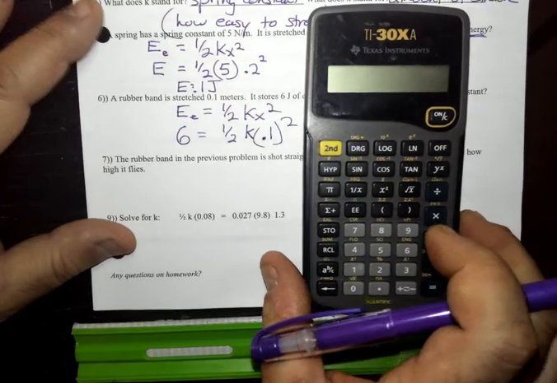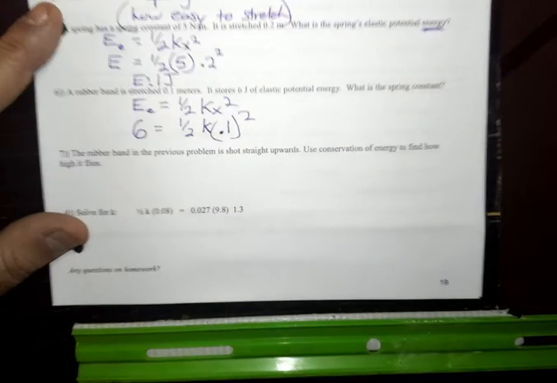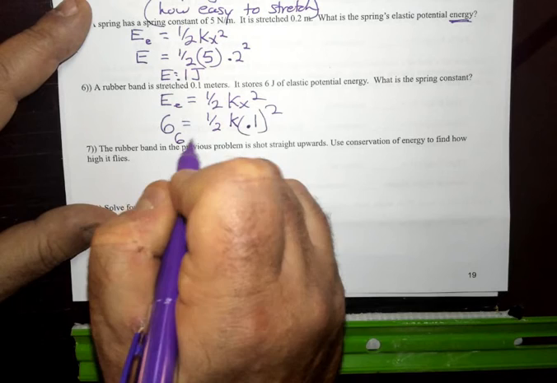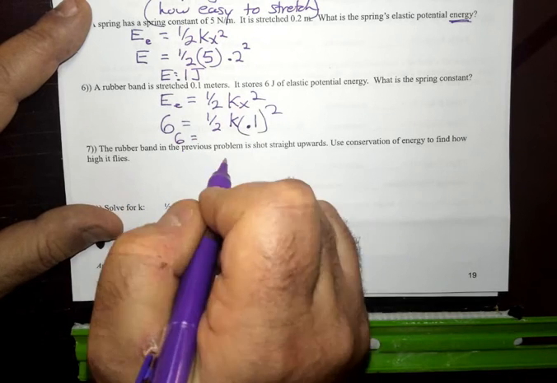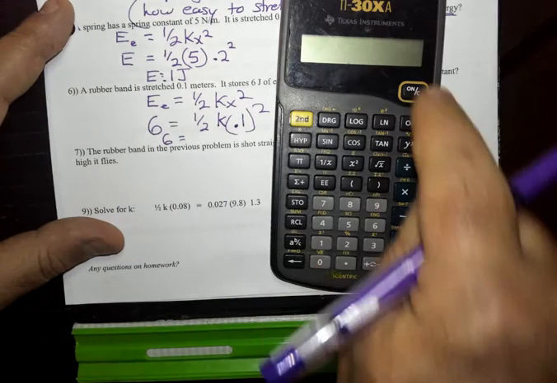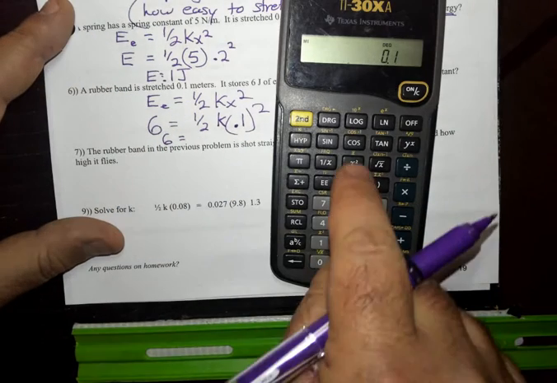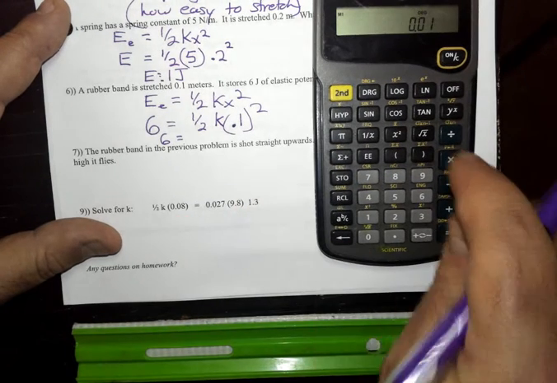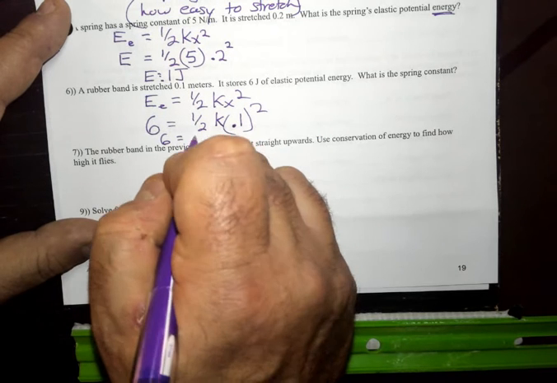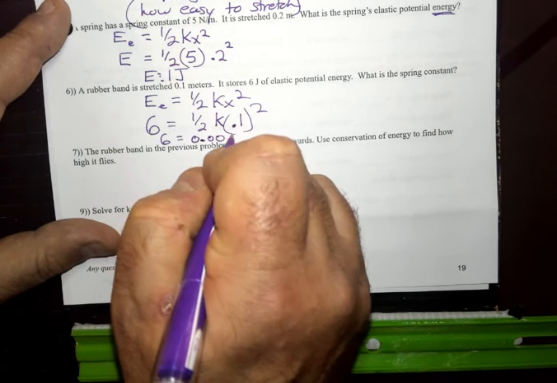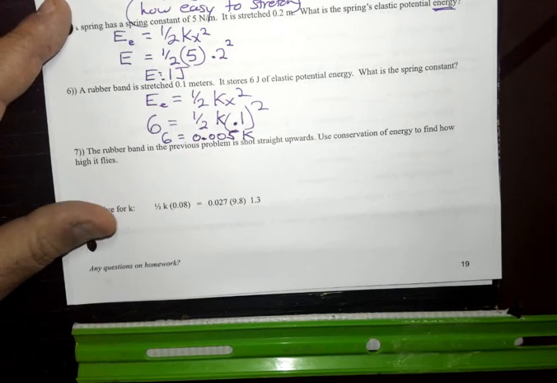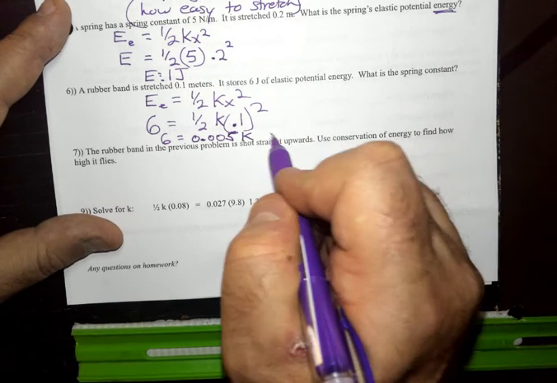On my calculator, we're not going to do calculator yet. Let's simplify this a little bit. We have 0.1 squared. Okay, let's do that part. 0.1 squared, we get 0.01, and then multiply that times a half. 0.005. And then we have to multiply that times the k. I'm going to transfer this over up here.